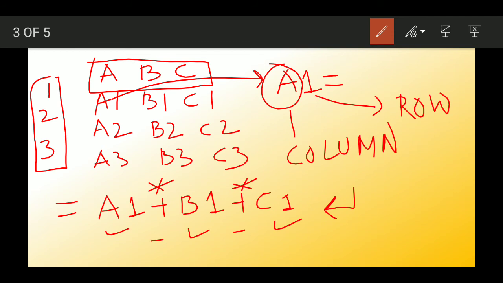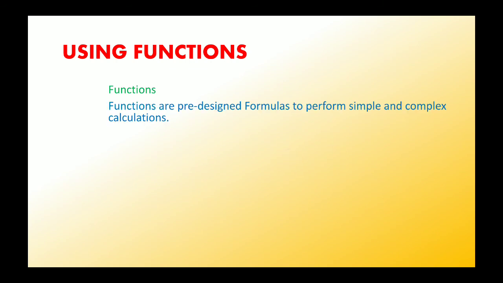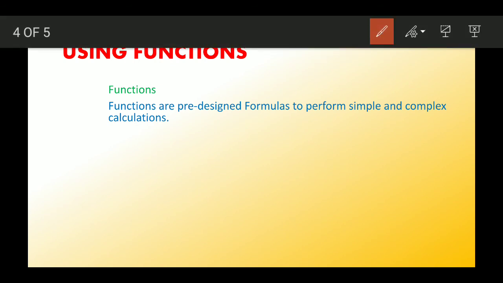let's have a look at the functions. So what are functions? First we must know what functions are. Functions are pre-designed formulas to perform simple and complex calculations. As we have seen in the case of formulas, we have also performed calculations. But using functions, we can also perform some simple and complex calculations. The most important benefit of using functions is that these are pre-designed formulas.